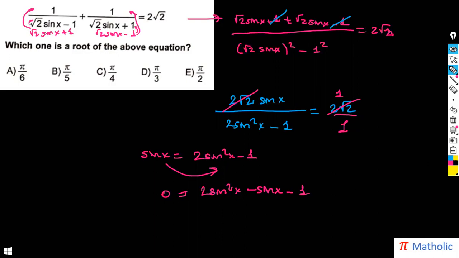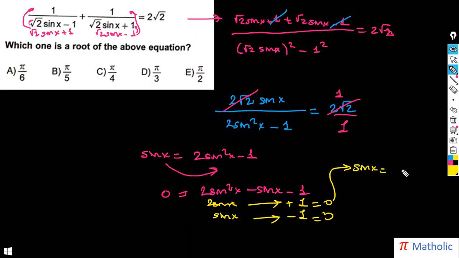So let's factorize this one. This is 1 and 1, 2 sine x and sine x. So this will be positive, this will be negative. Minus 2 plus 1 is minus 1, yes, so correct. So we are going to say 2 sine x plus 1 equals 0. From here I will get sine x equals negative 1 over 2. And from here I will get sine x equals 1.